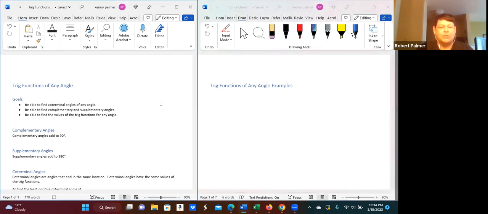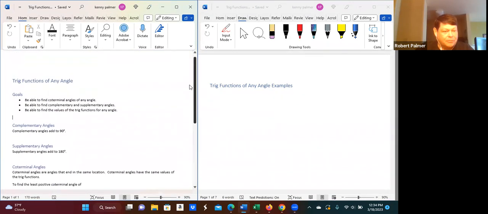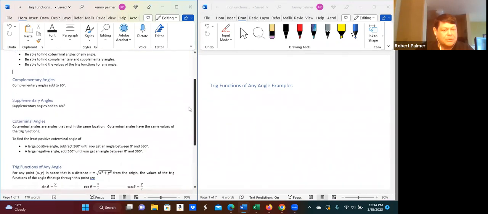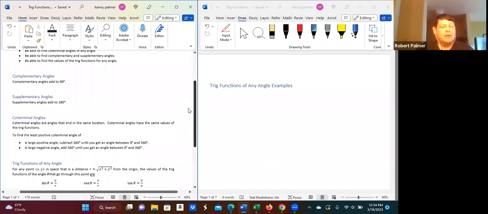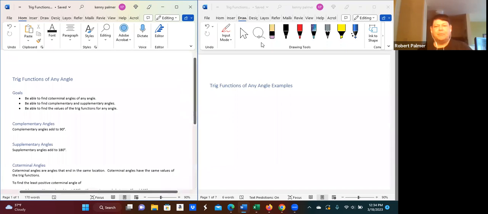On the left, it says the coterminal angles. I should do coterminal angles first. I should take it back. Let's do complementary and supplementary first. Doesn't matter. Let's just have those in order here.